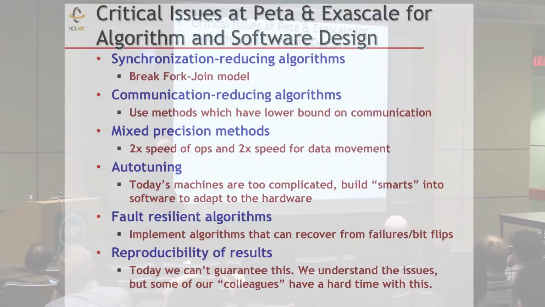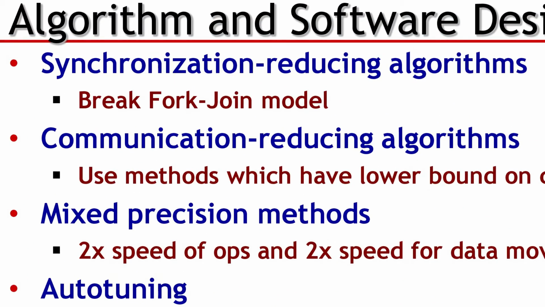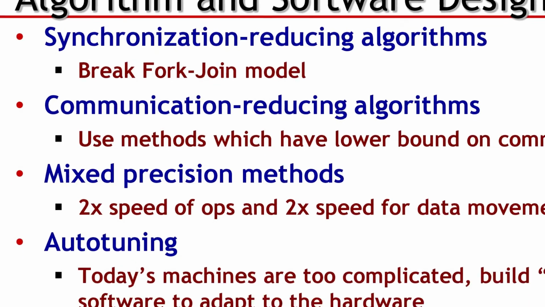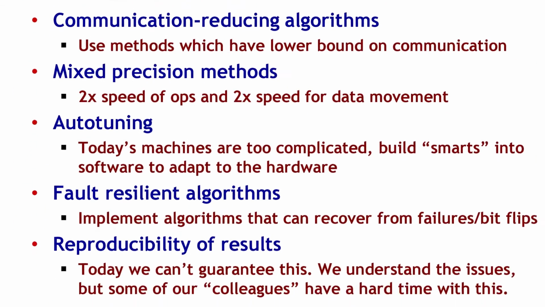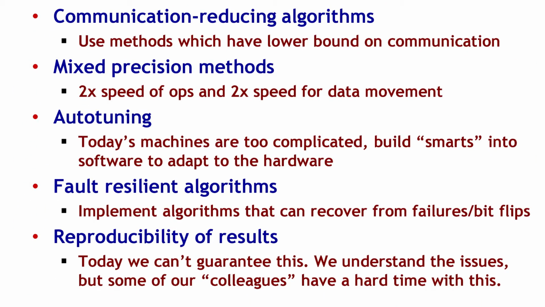So we're looking for algorithms that reduce synchronization. We have to come up with algorithms that break the fork-join model. Loop level parallelism won't make it on the machines that are coming down the road. We have to think about reducing communication. Minimizing data movement is going to be critical. Data movement's the most costly thing, I'll say, in terms of our numerical computations. So we should think about methods which have a lower bound on communications and implementing them.